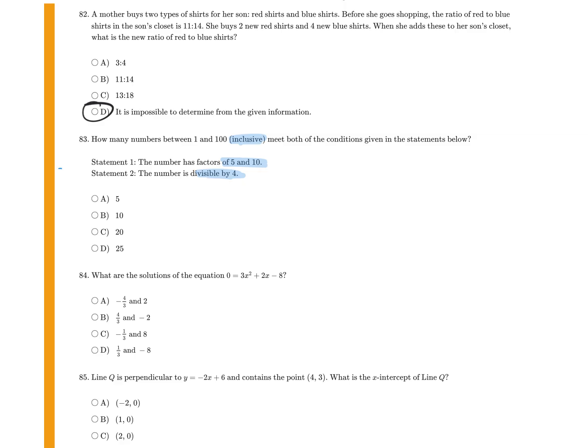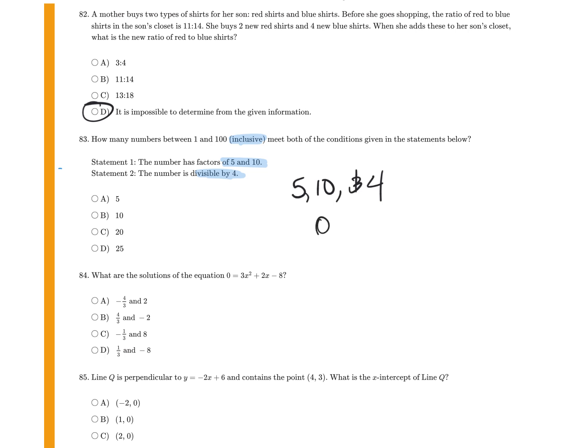So how many numbers between 1 and 100 have factors of 5 and 10? So that means they can be divided by 5 and 10. And the number also has to be divisible by 4. In other words, we're looking for numbers that can be divided by 5, 10, and 4. The word factors means numbers that multiply to make that number, or a reverse way to say that is numbers that divide a number, and then divisible obviously, these two words mean the same thing in this case. So if a number is divisible by 5 and 10, it means it has to end in 0.